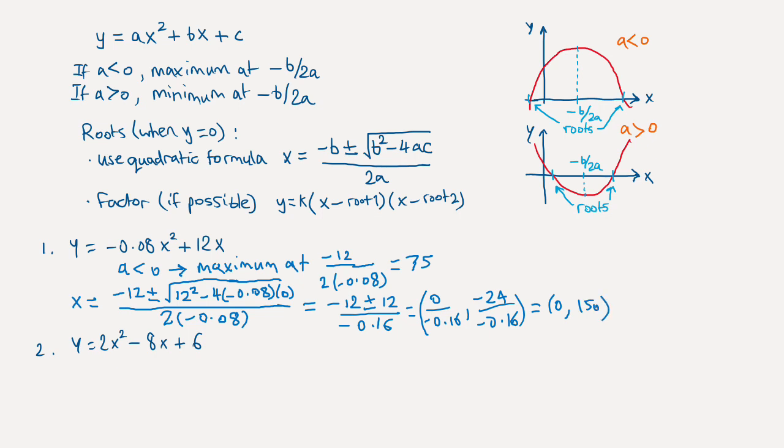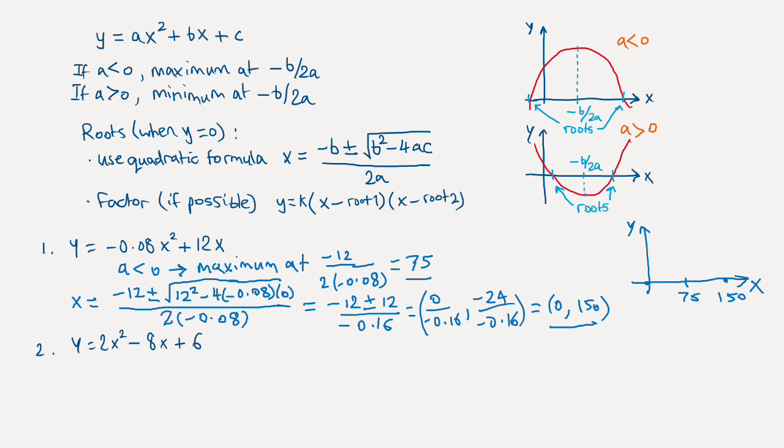Okay, so I could do a quick sketch of what this looks like, because we know that the maximum occurs when x is 75 and the roots are at 0 and 150. So if I draw my graph like this, 0 is going to be one root, 150 is going to be the other root, and then in the middle we've got 75.